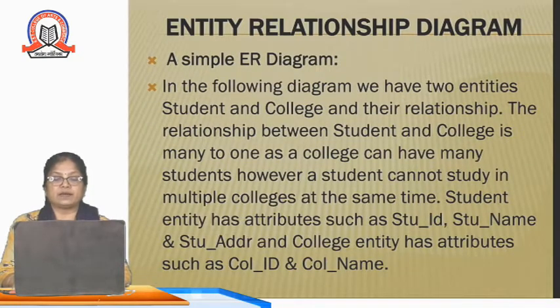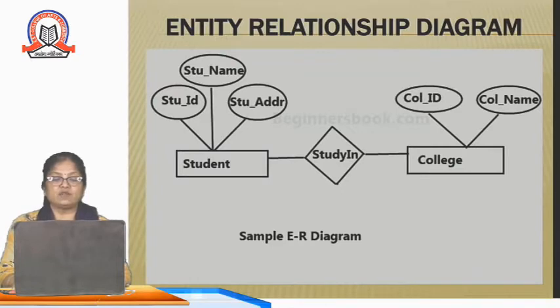Let's take an example. This is the diagram of student and college. There are two entities: student entity, which has the attribute student ID, student name and student address, and second entity is the college ID, college entity.